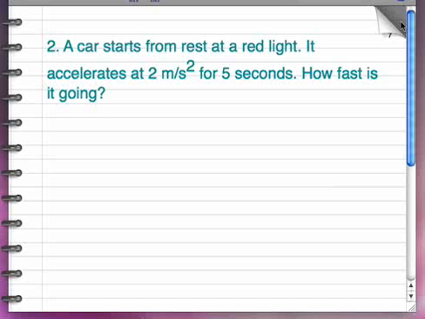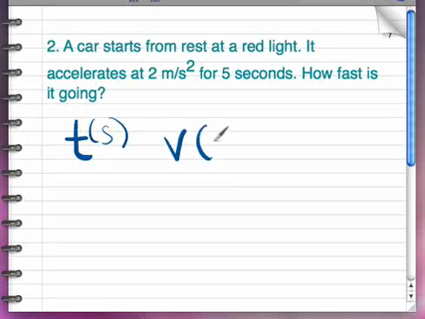All right, let's see, the car starts out and it has a speed of 0. I'm going to make a table to figure this out, and then I'll figure it out mathematically. So for my table, I'm going to put time in seconds and speed in meters per second.